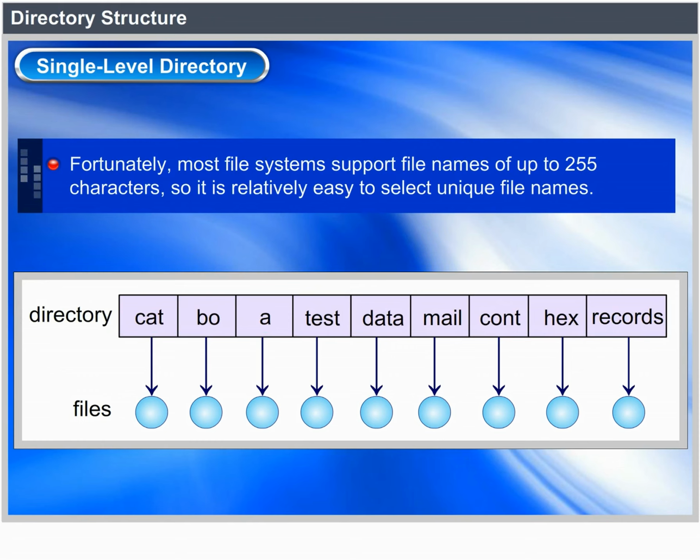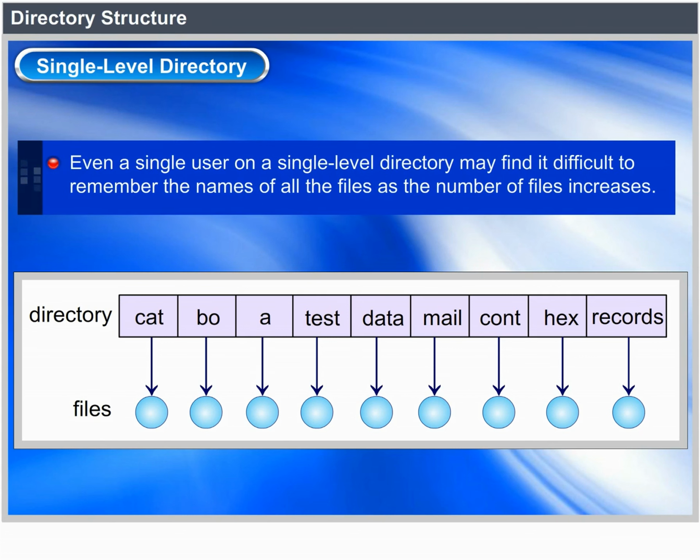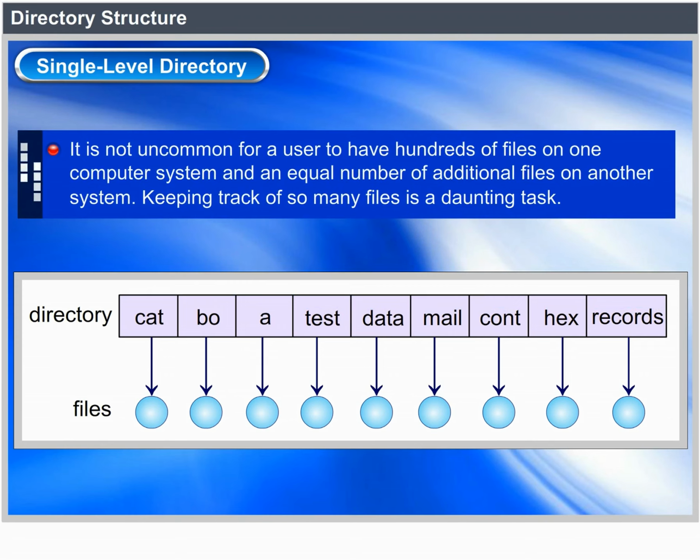Even a single user on a single-level directory may find it difficult to remember the names of all the files as the number of files increases. It is not uncommon for a user to have hundreds of files on one computer system and an equal number of additional files on another system. Keeping track of so many files is a daunting task.